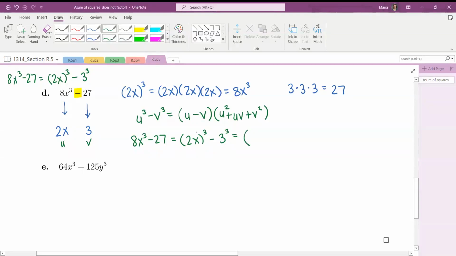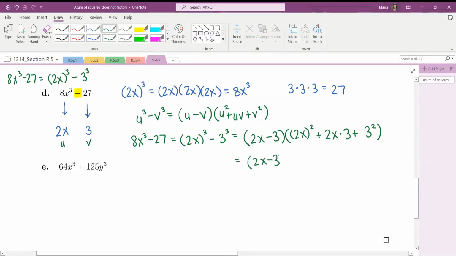Then just follow the recipe. You're going to write down your u minus your v, and then multiply by the other factor, which is going to be u, which is 2x, squared. And then you're going to add the u times the v. And then your last piece here will be plus v squared. So you are going to have to clean this up. It is very much following a recipe.